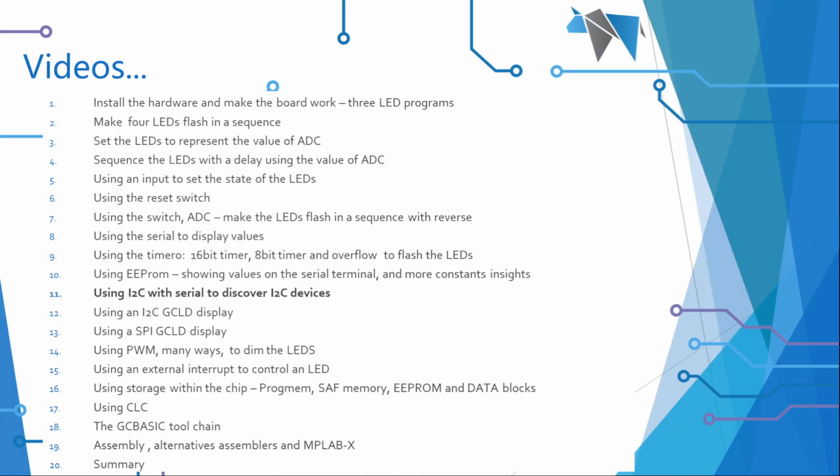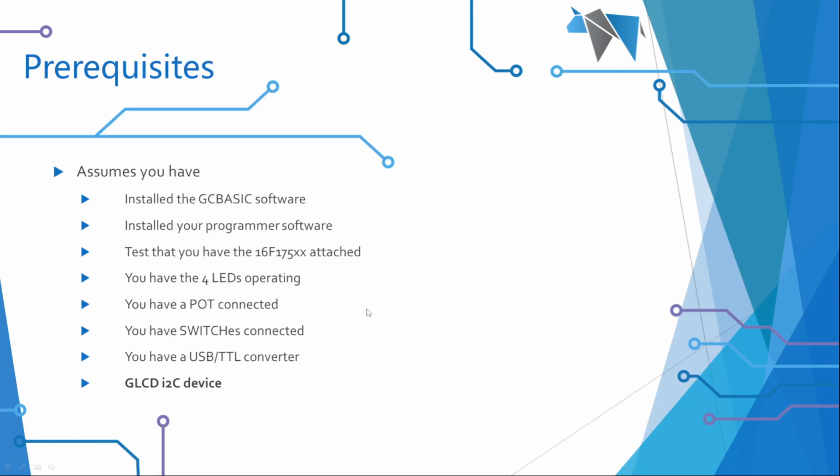Okay, 11. Look, we're nearly over halfway through. So all we're going to do this time is discover some devices that are attached to the microcontroller. Subsequent to that, we'll look at the operations of that GLCD display. But that's what we're going to find: discovery of an I2C device.